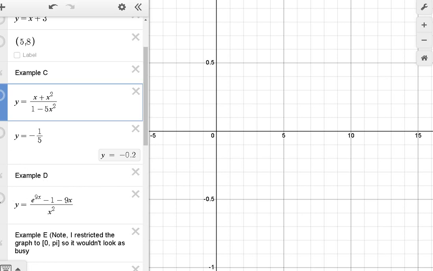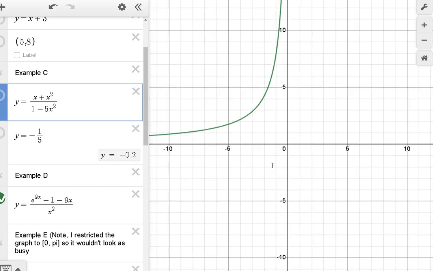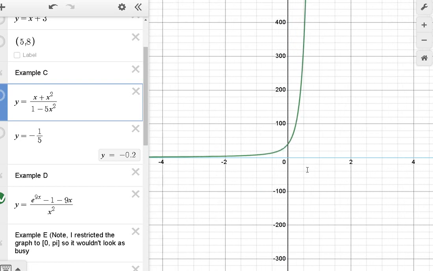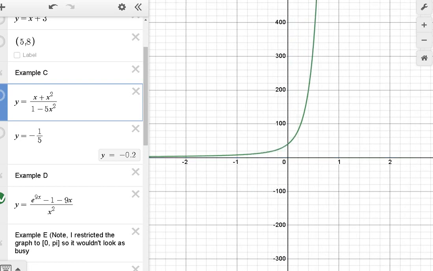Let's take a look at this one first. So for example D, now my graph is out of the picture. So if you want to reorient yourself, you can go back to the default view by hitting the house icon. And there we go. Let me bring this down a little bit, and maybe out this way. We'll take a look at the graph here. We want to take a look at the limit as x approaches 0 of this function, y equals e to the 9x minus 1 minus 9x over x squared. Limit as x approaches 0. I'm just going to write that down on my sheet here.